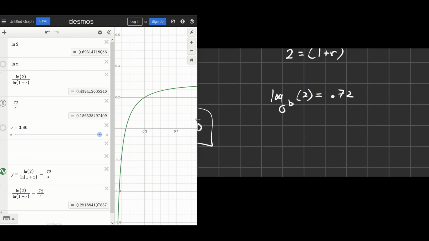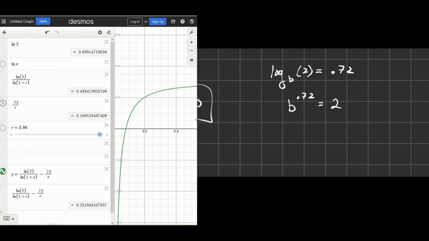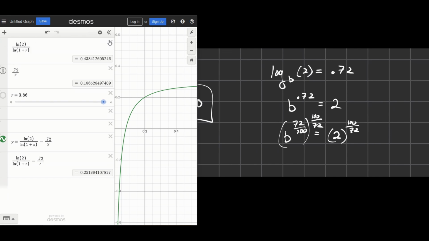And to do this, what you'd have to do is rewrite the log rule into the exponential form. Again, getting super nerdy here, super mathy. And we could actually figure out what that base needed to be. So what I could do is rewrite this 0.72 as 72 over 100. And then to figure out what the b is, I could just take both sides to the power of 100 over 72.